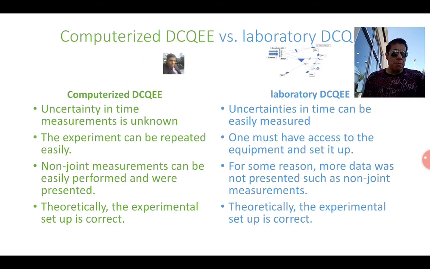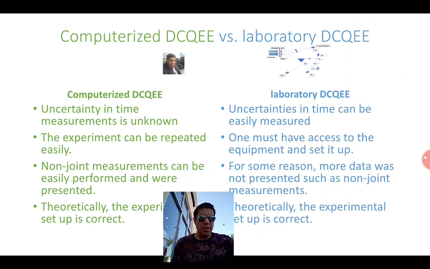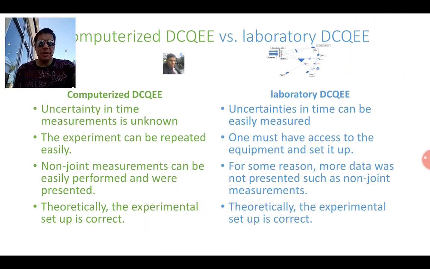And let's move on to the comparison of one with the other. Computerized version of the delayed-choice quantum erasure experiment versus the laboratory one, okay? So in the computerized version, the uncertainty in time measurements is unknown. So remember here, we don't know exactly how long it takes to do the measurements.